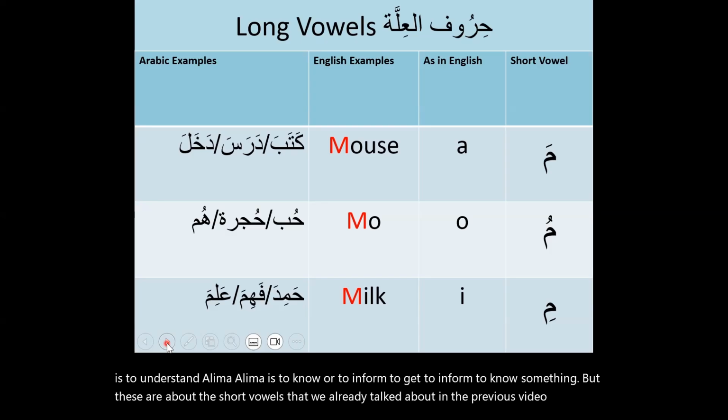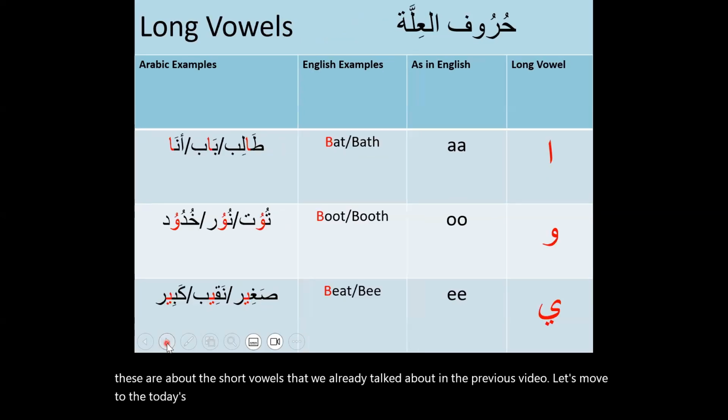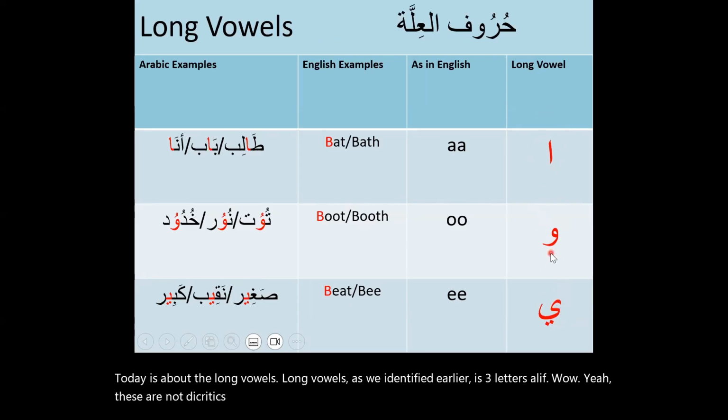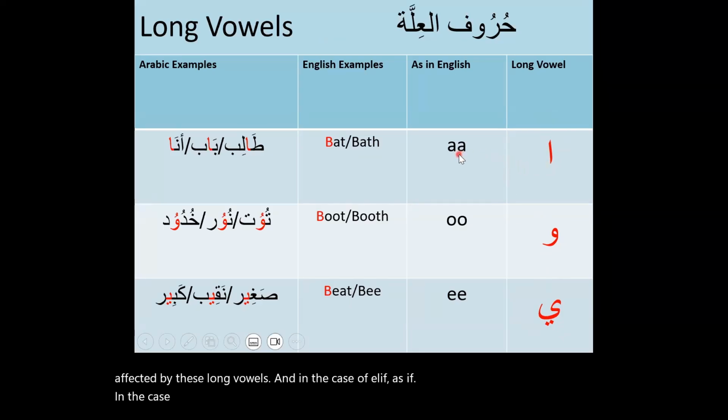Let's move to today's lesson, and today is about the long vowels. Long vowels, as we identified earlier, are three letters: alif, wow, ya. These are not diacritics. These are letters, and when we pronounce them, the pronunciation will be affected by these long vowels. In the case of alif, it is as if we have two A's, and the English example is bat, bath.